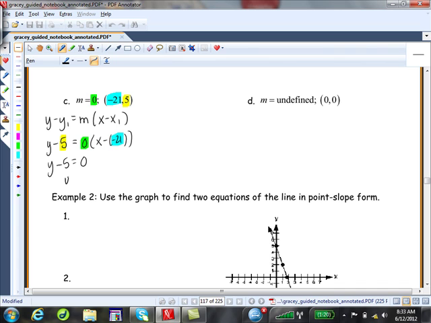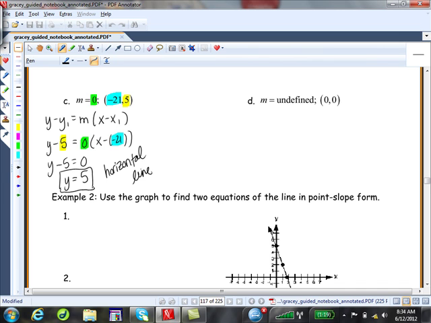And so what kind of line is this? Y equals 5. Good, that's a horizontal line. Just a reminder that if there's a zero slope, there's no rise, which yields a horizontal line.